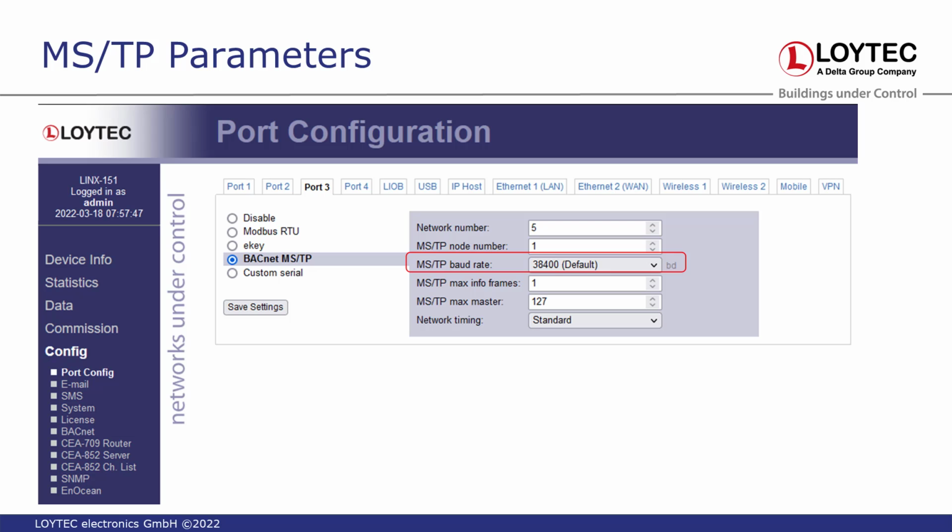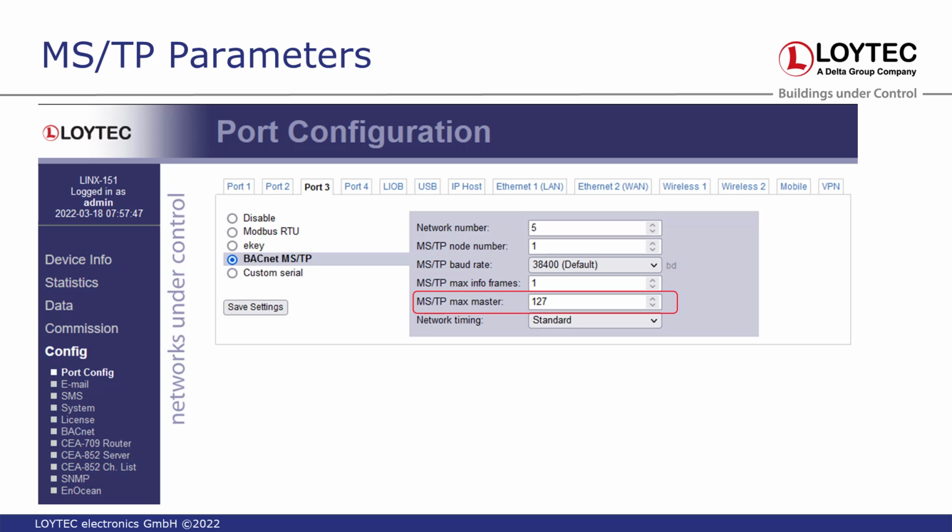Baud rate must be the same on every device communicating on that trunk. Per default, it is configured to 38,400. Max info frames defines how many frames can be sent before the token has to be passed on to the next device. Per default, this value is 1. Devices with a higher network throughput, for example BACnet router devices, are recommended to have a higher number, for example 20.